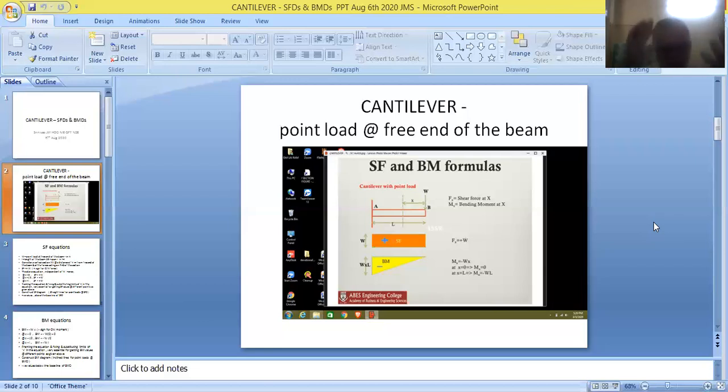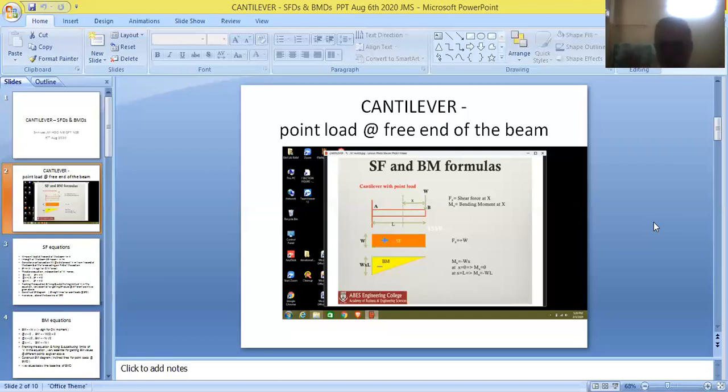So take the values of shear force, you construct the shear force diagram. Take the values of bending moment, you construct the bending moment diagram. All the positive values will be coming above the baseline of these diagrams. All the negative values will be coming below the baselines of these diagrams.